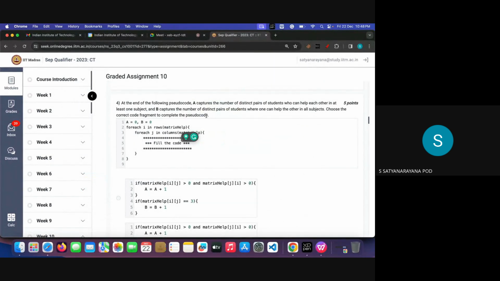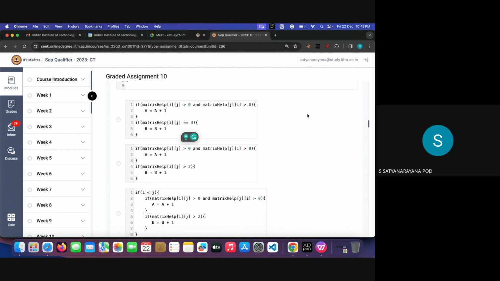B captures the number of distinct pairs where one can help the other in all subjects. All subjects means all three. Yes, clear. Look at here. Whenever greater than 0 is there, it means definitely I is helping J in terms of 1 or 2 or 3, and J is helping I in terms of 1 or 2 or 3. That means it can be any value.